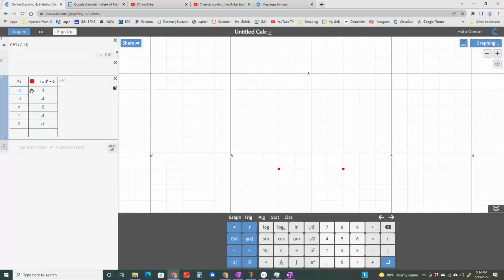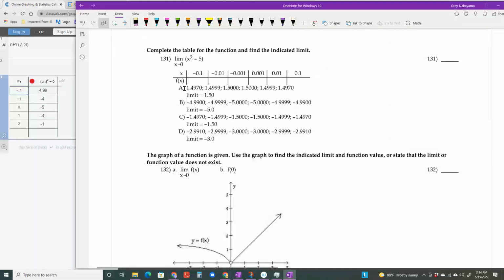But what is the number I have to put in, the first one? The number that they wanted was negative 0.1. And when you put that in, you get negative 4.99. So that means the first number I should see would be negative 4.99, and the only one that has that is B. So the answer to 131 is B.